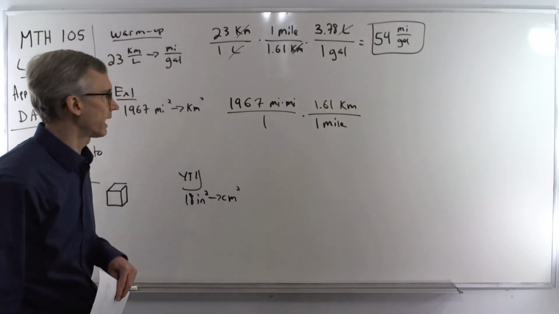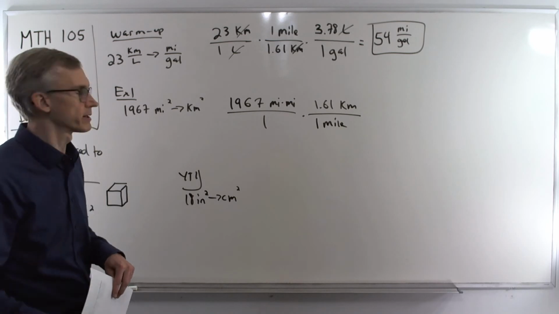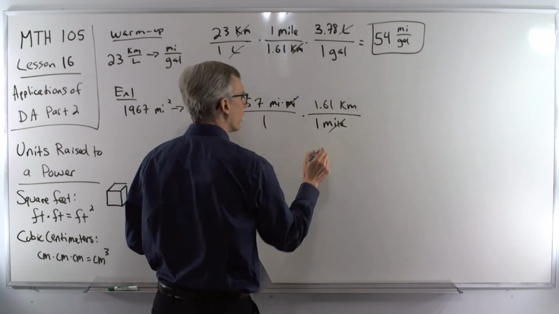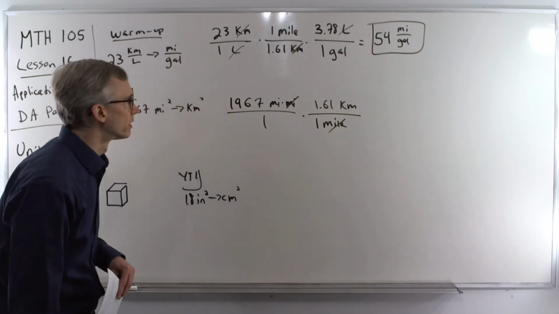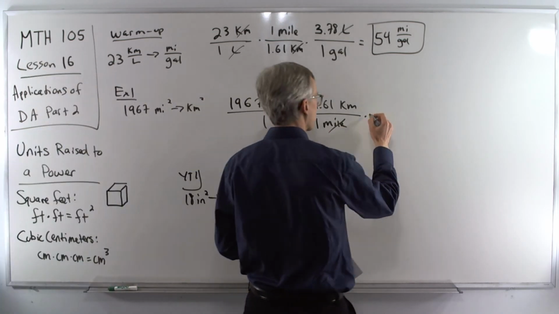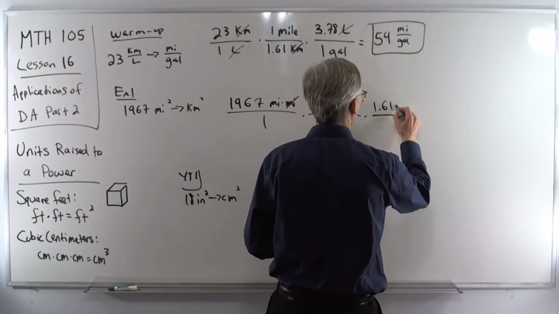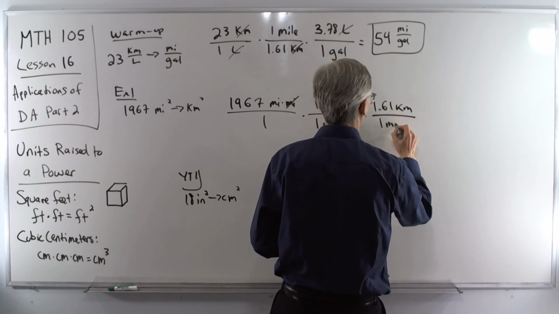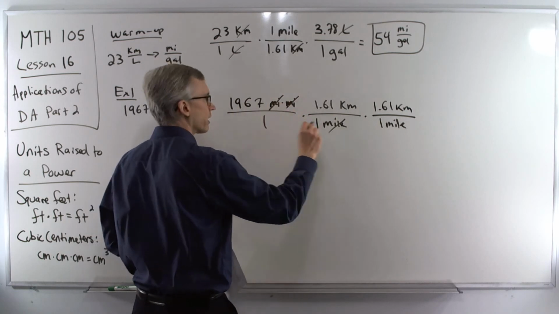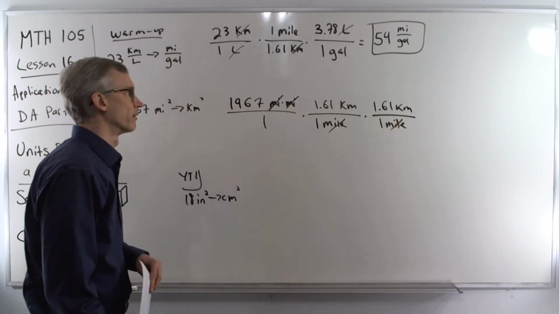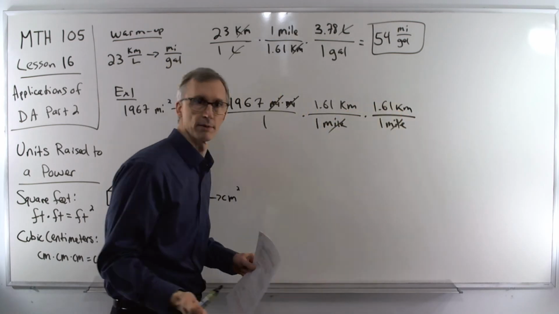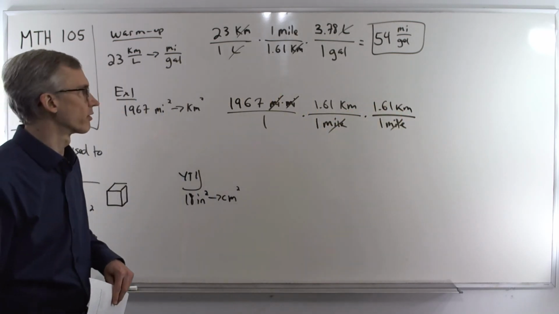Now notice what happens when we cancel. We can only cancel one pair at a time. I can't cancel both of these miles because I only have 1 on the bottom. So we cancel 1. And we still have miles on the top. That means if we have square units, we have to convert twice to get rid of both of the miles. All right, now I've got my other one there, so now I can cancel the other mile. And now look at what units we have left. We have kilometers times kilometers, which is kilometers squared, which is exactly what we're looking for.